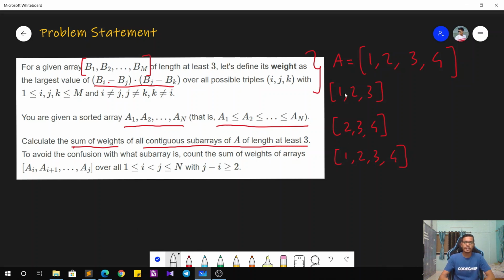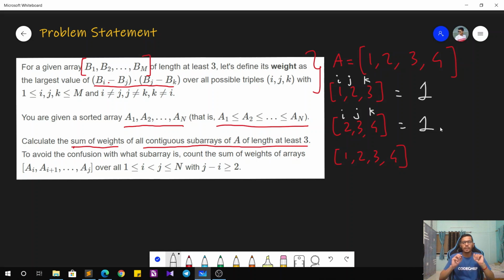In this first array, because there are only 3 elements, i, j, k have to be amongst these 3 only. So if you fix i over here, j over here and k over here, you will see that the weight of the array comes out to be 1, and 1 is the maximum weight possible. That is, 1 is the maximum value of (bi - bj) times (bj - bk). Similarly, here also if you fix i over here, j over here and k over here, you get the weight of 1. And you can check for yourself, try all the possible triplets, 1 is going to be the maximum weight.